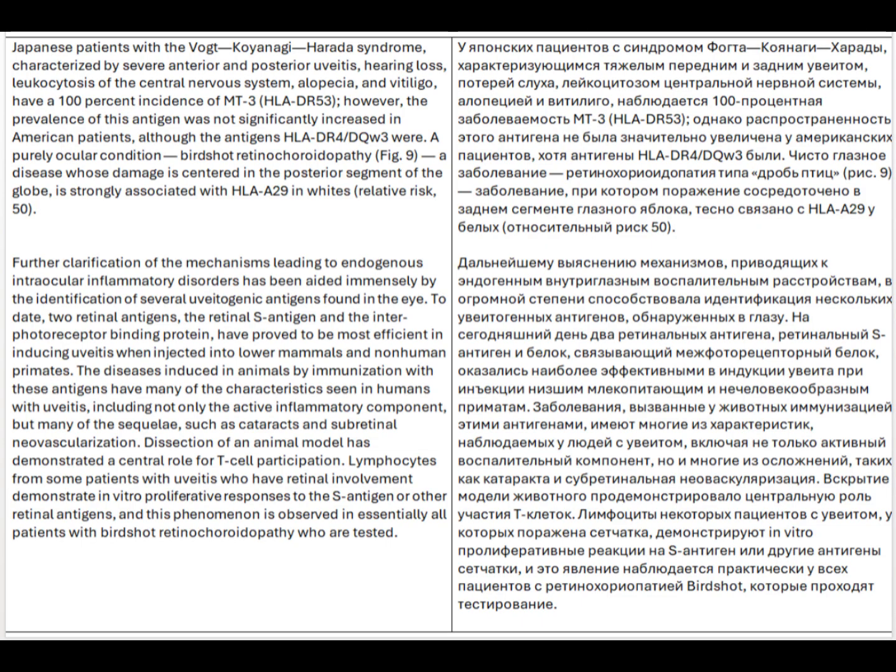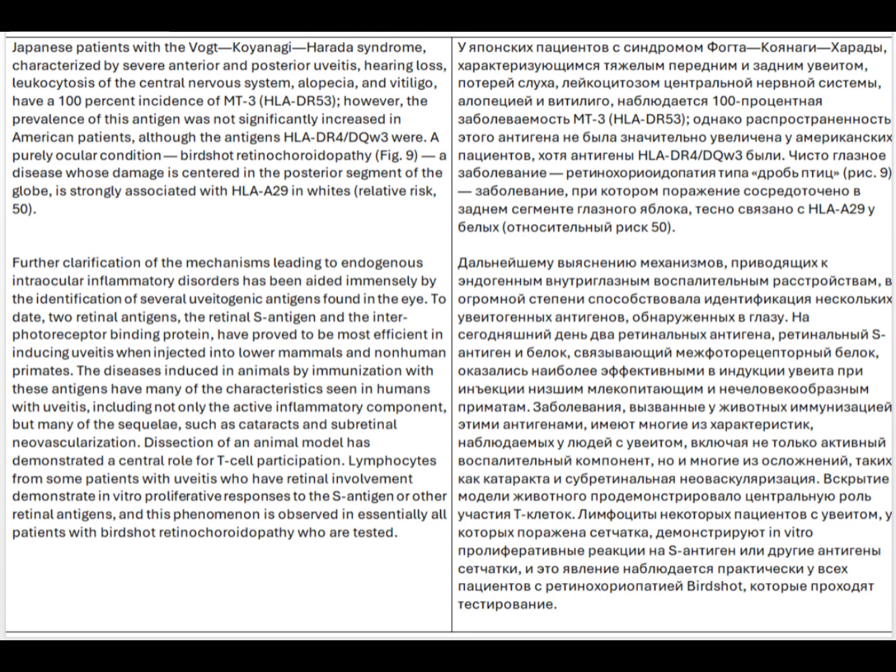A purely ocular condition, birdshot retinochoroidopathy, Fig. 9, a disease whose damage is centered in the posterior segment of the globe, is strongly associated with HLA-A29 in whites, relative risk, 50. Further clarification of the mechanisms leading to endogenous intraocular inflammatory disorders has been aided immensely by the identification of several uveatogenic antigens found in the eye.